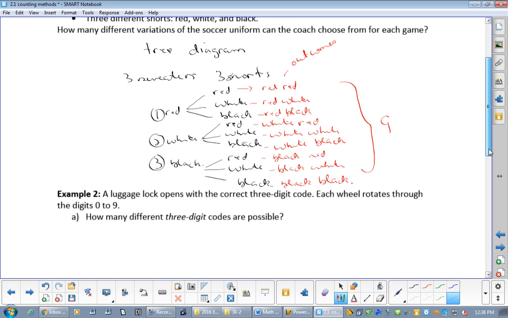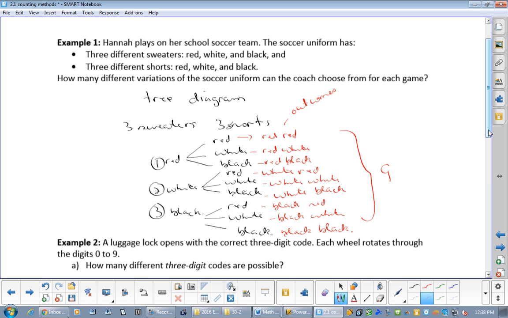So now we could do this by the fundamental counting principle because it's three, or I'm just going to write it like three, because there's three sweaters, times three shorts, equals nine.